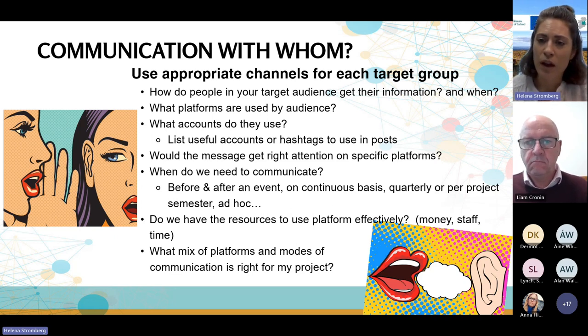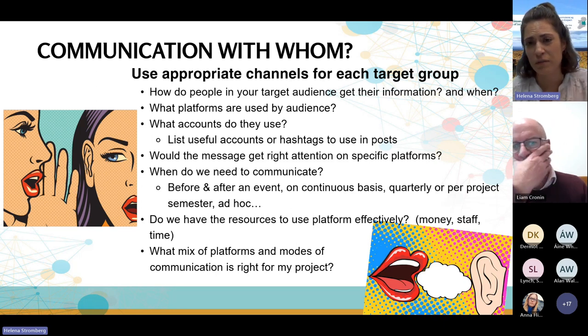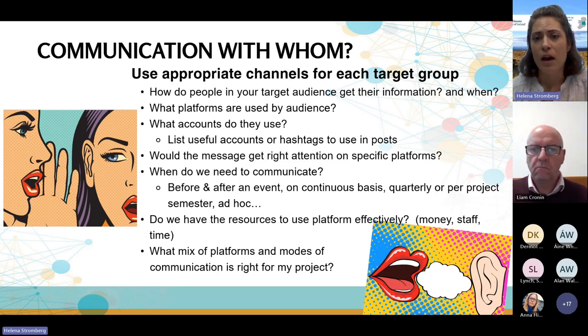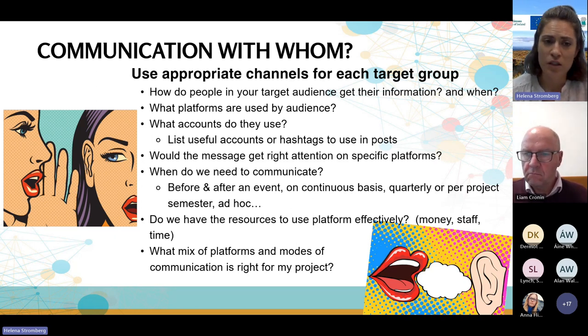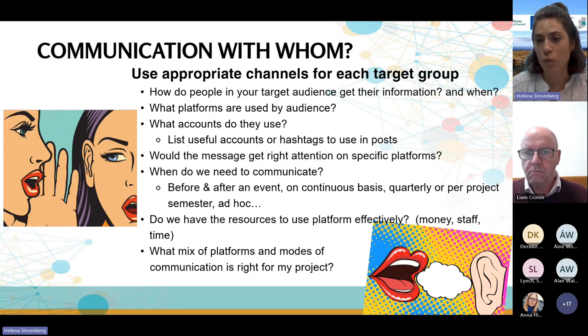So, for example, if you're thinking about using Facebook, from my experience, it takes a lot of time and energy to manage the comments coming in and any incoming messages. So if you want to use Facebook effectively, be sure to have the resources to do so well.